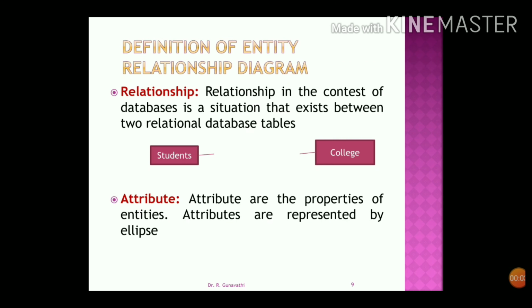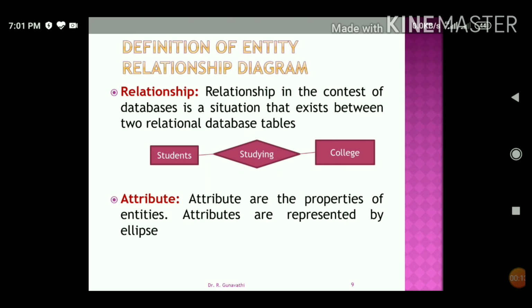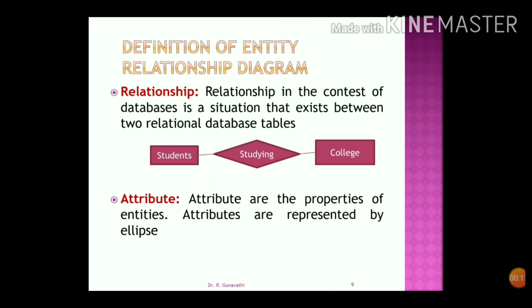Relationship. A relationship in the context of databases is a situation which exists between two entities. For example, students studying in a college. In that, studying is the relationship. Attribute. Attributes are the properties of entities and are represented by ellipses. In the student entity, student ID, name, and address are the attributes.